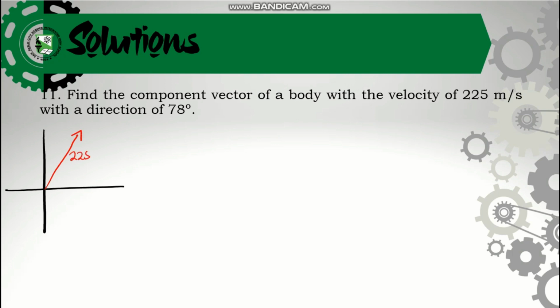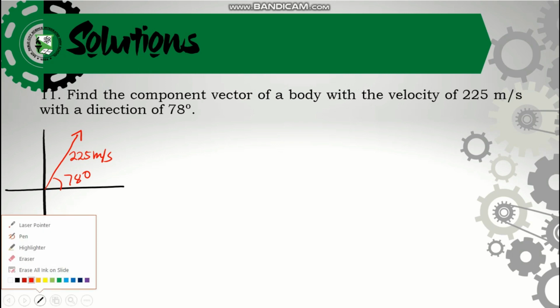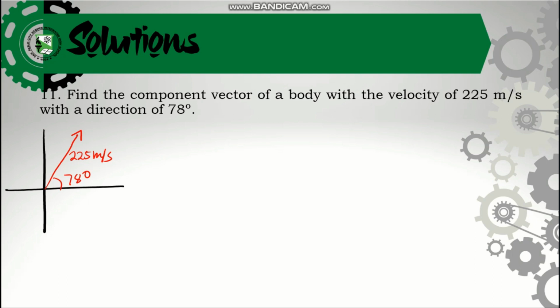So for this given, as you can see, since we have a resultant given and an angle, it's easy for you to identify what the problem is looking for. And take note, when we say component vector, tandaan, we are just looking for the Vx and the Vy component. Okay, so first you need to graph the given. So we're going to graph this one.